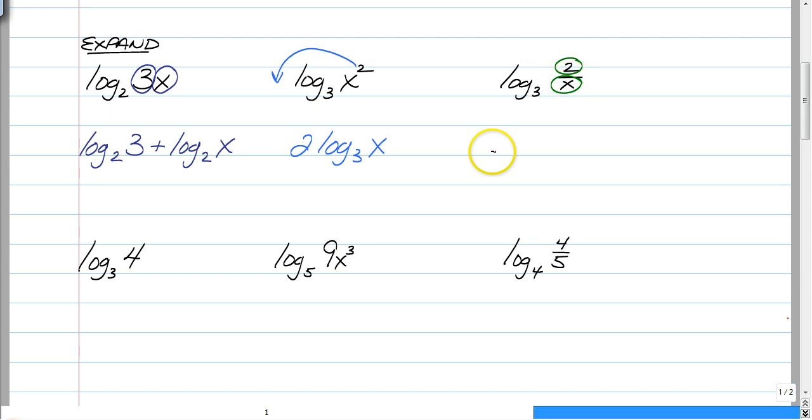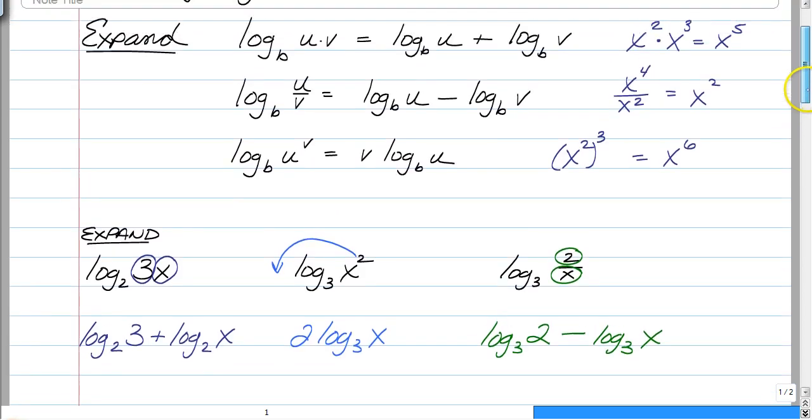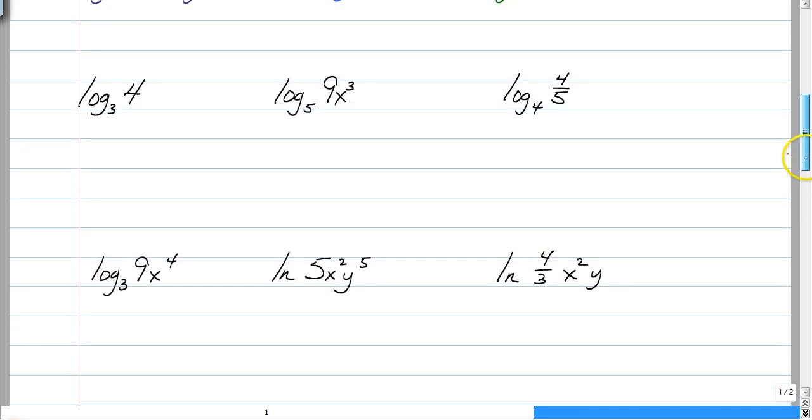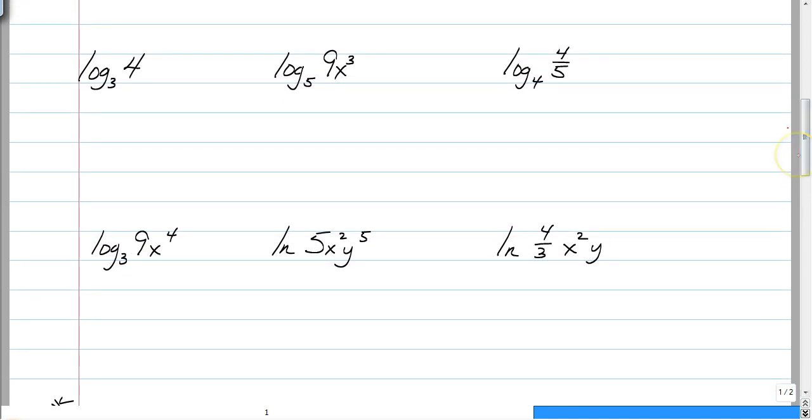Division is subtraction. Again, you only have 2 terms here. You have a 2 and an x. So this is going to be log base 3 of the first term, or the top term, minus log base 3 of x, your bottom term. Now all we did there is take the 3 basic rules that you need to know, and we just gave you one example of each one, but then it will get more complicated.